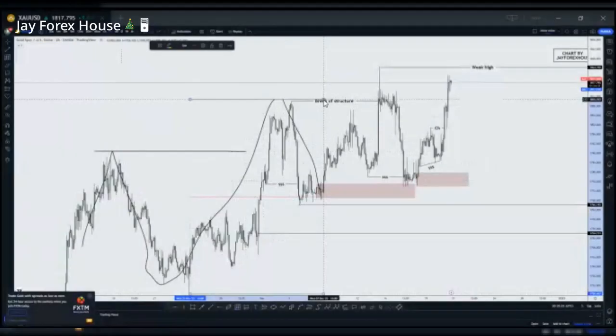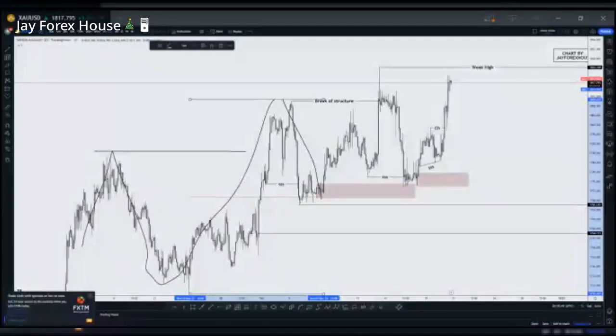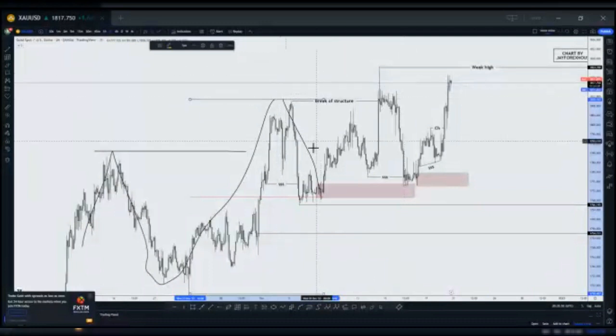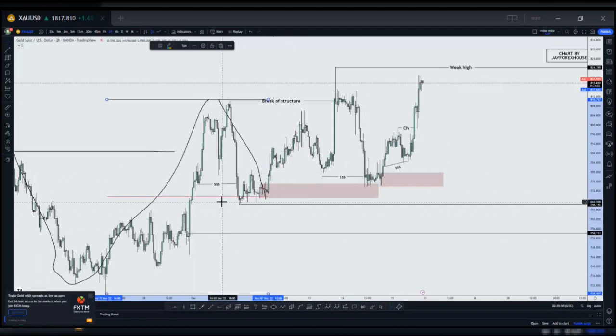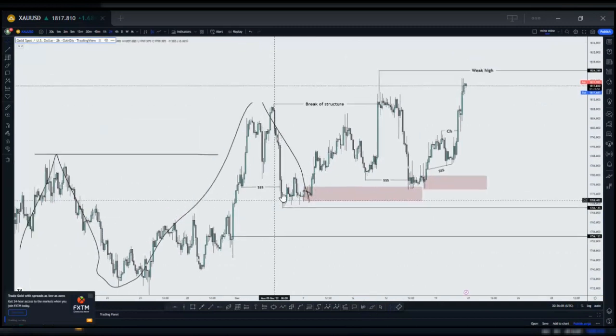returned into the range. Sorry, I had a network interference. Can you hear me now? Yes. Okay, so back to what I was saying. I was observing the structure and I understood that this was within discount. So this is a valid mitigation. So this became the new low.